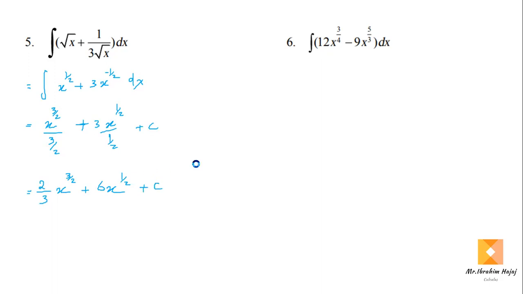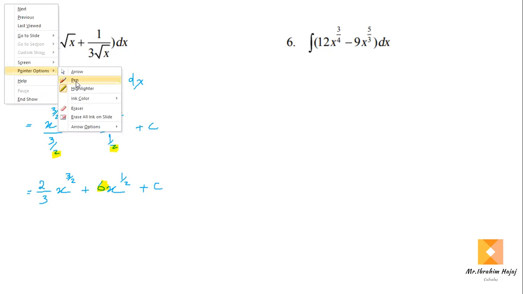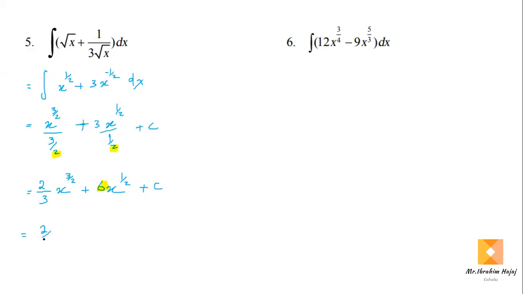Why? Because this 2 in the denominator of the denominator becomes a numerator. 2 times 3 is 6, and this 2 goes up, leaving 2 over 3. So this is my final answer. Also, you can write it in radical form. If you like to write it in radical form, it will be 2 over 3 the square root of x cubed plus 6 root x plus c. So this is your final answer.